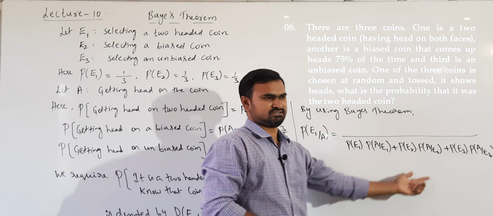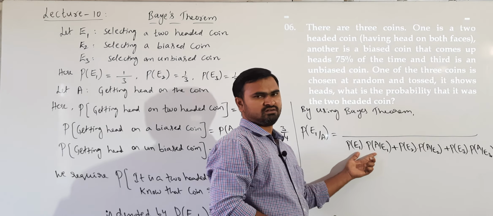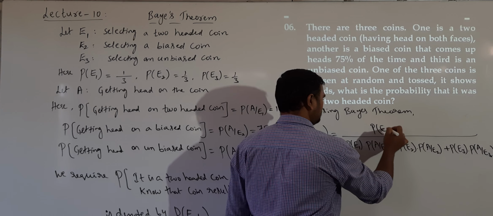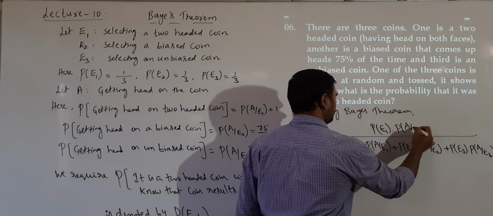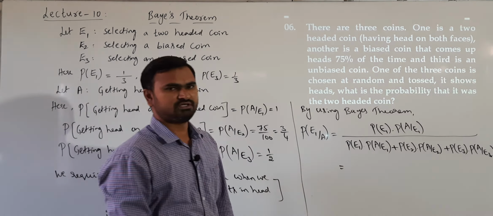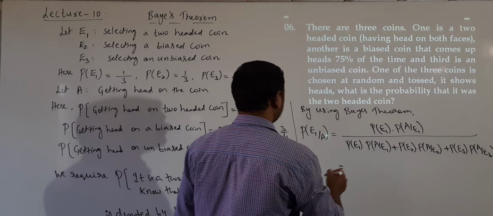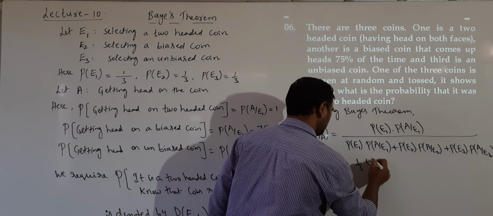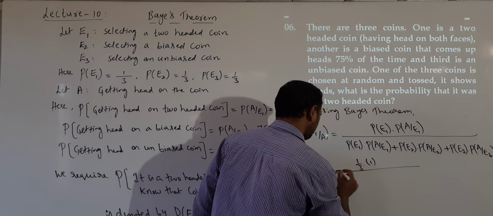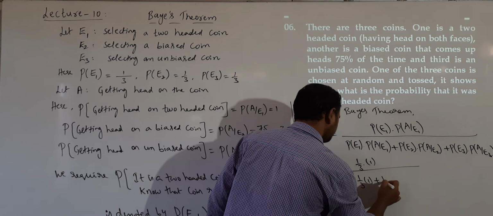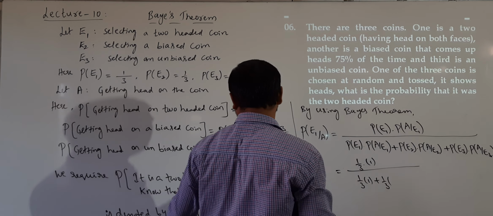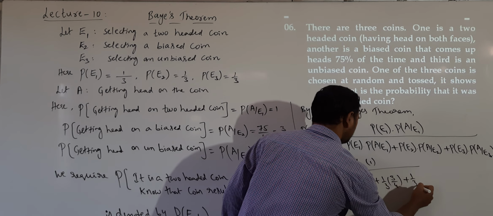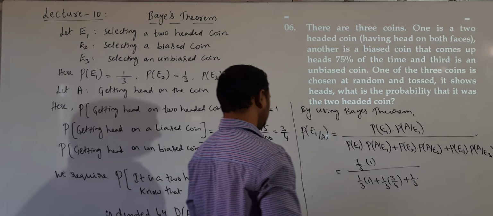Now out of all these three cases, which case are we interested in? We are interested in the first case. So write this first case in the numerator, that is the favorable. So P of E1 into P of A given E1. This is the probability we are finding, right? So 1 by 3 into P of A given E1 which is 1, divided by 1 by 3 into 1 plus P of E2 which is 1 by 3, P of A given E2 which is 3 by 4, plus 1 by 3 into P of A given E3 which is 1 by 2.